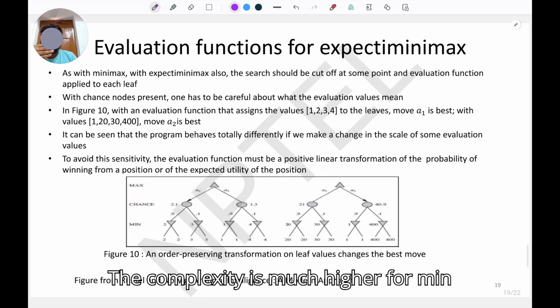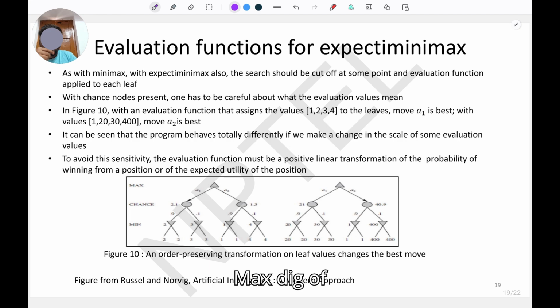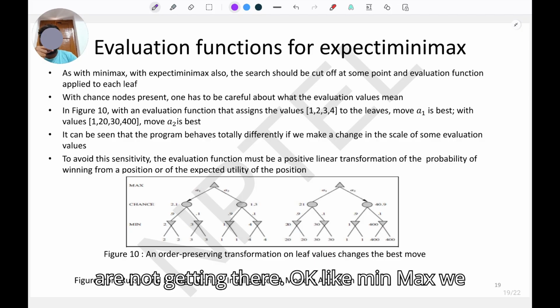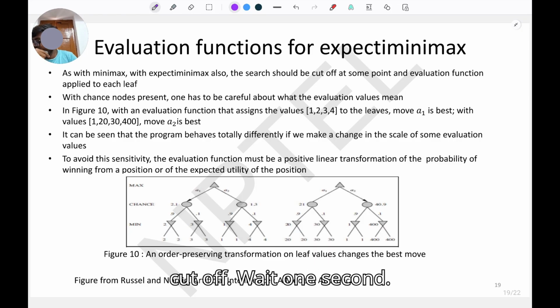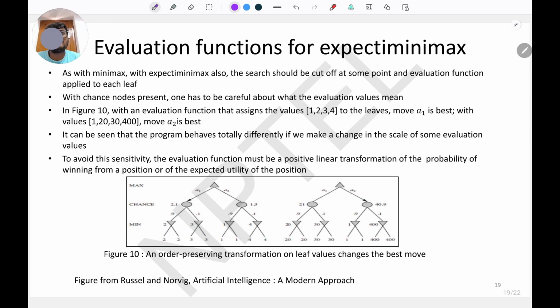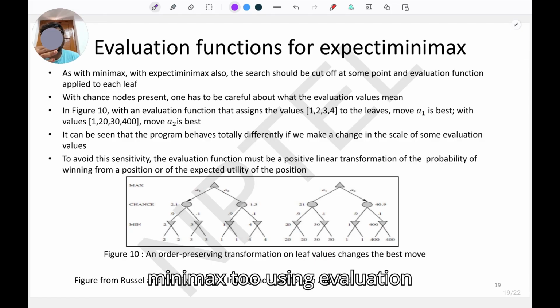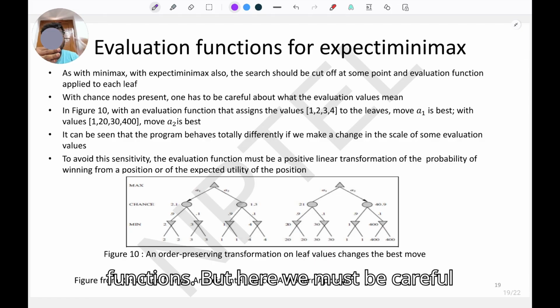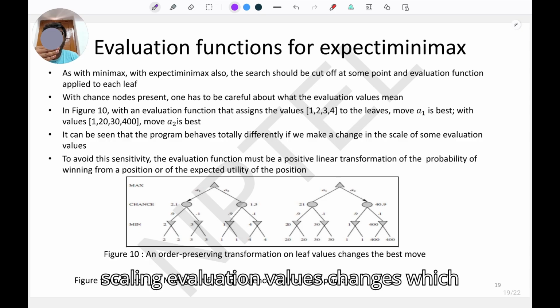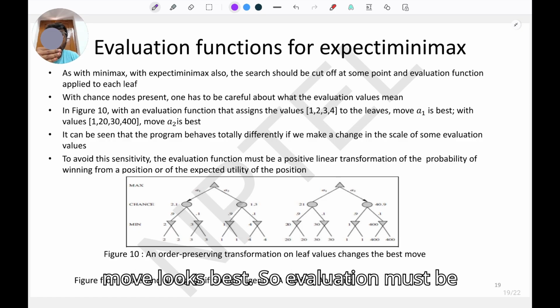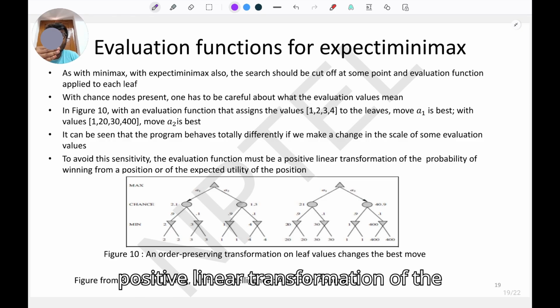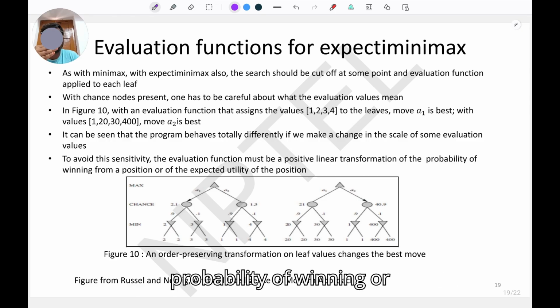The complexity is much higher. Like Minimax, we cut off Expectiminimax too using evaluation functions. But here we must be careful. Scaling evaluation values changes which move looks best. So the evaluation must be a positive linear transformation of the probability of winning or expected utility.